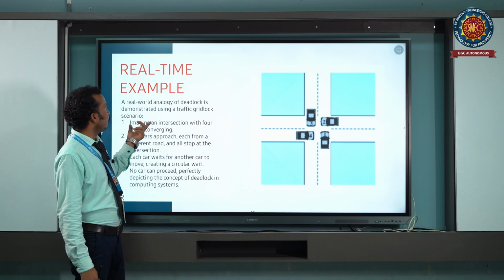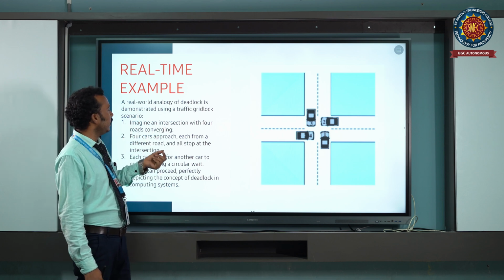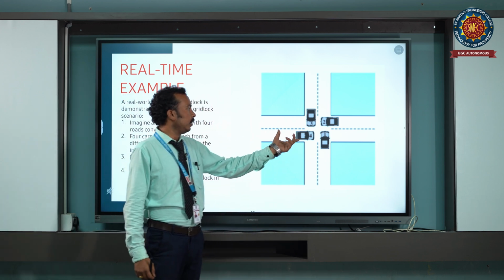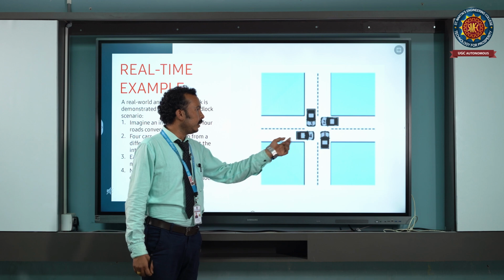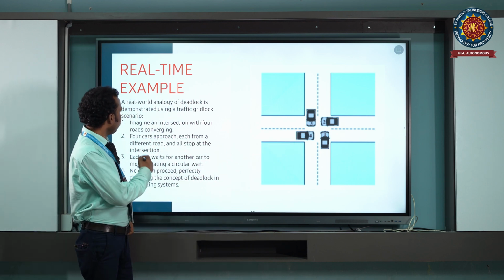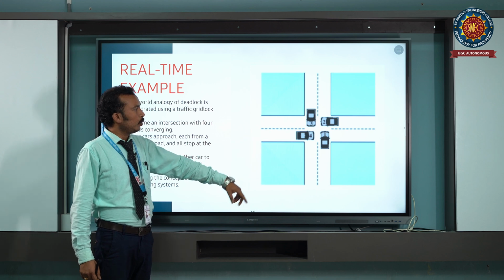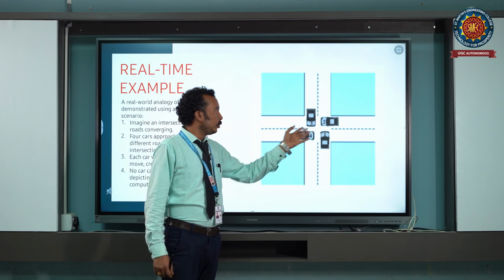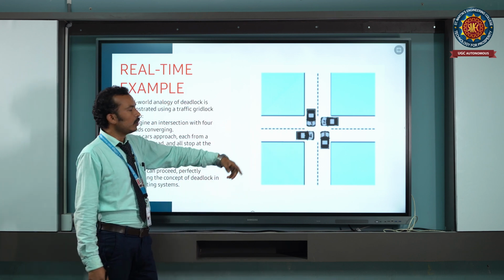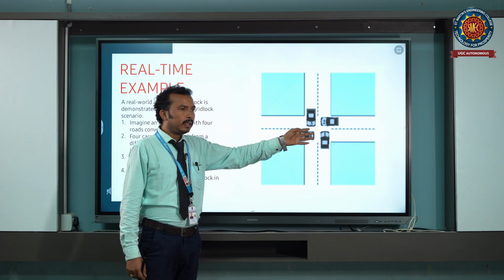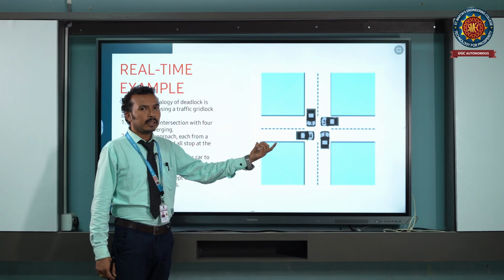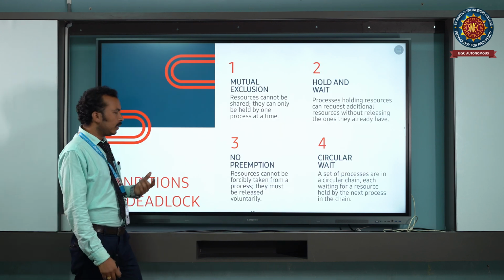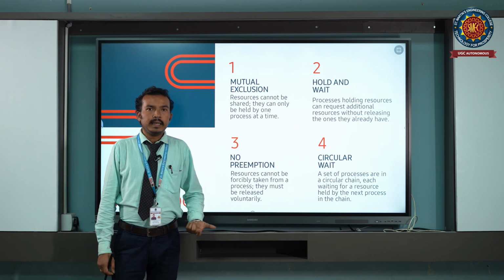This is the real-time example. The real-world analogy for deadlock is the traffic grid scenario. In this case, at the junction there are 4 cars passing through the way. The image shows that no car will pass through. They are stuck and waiting for other cars to pass the way. So no car will go, and in this case, deadlock will occur. This is the real-time example for deadlock.